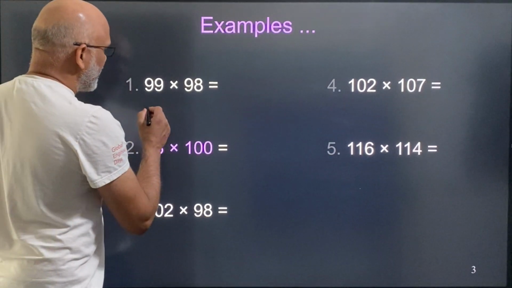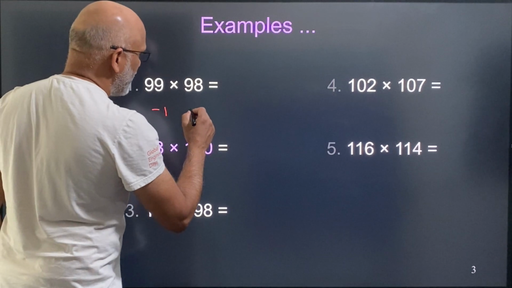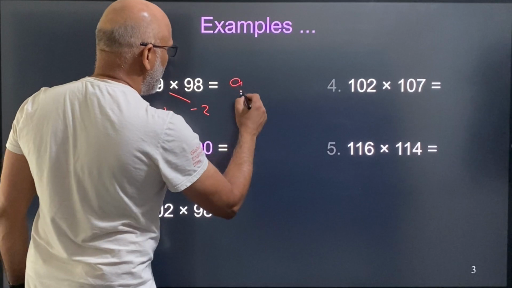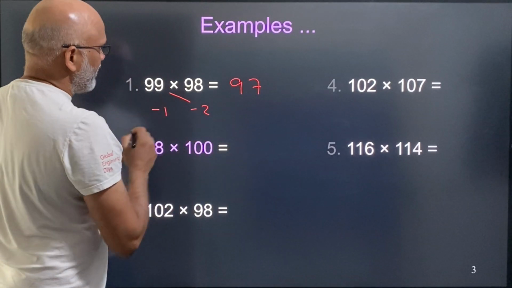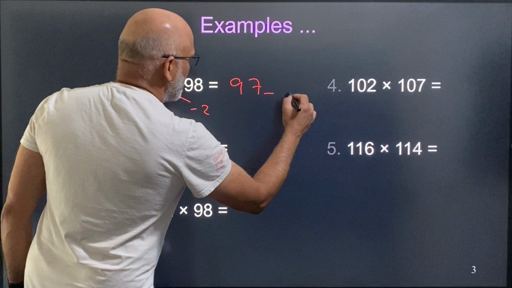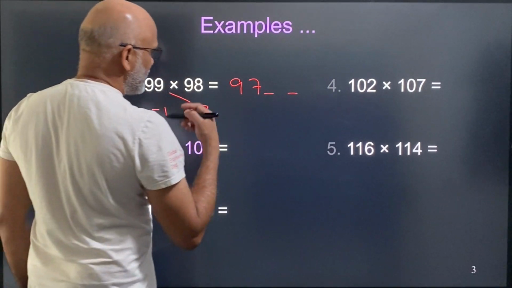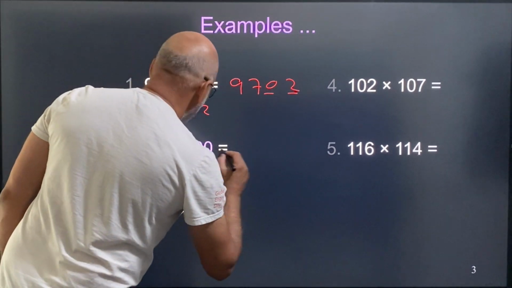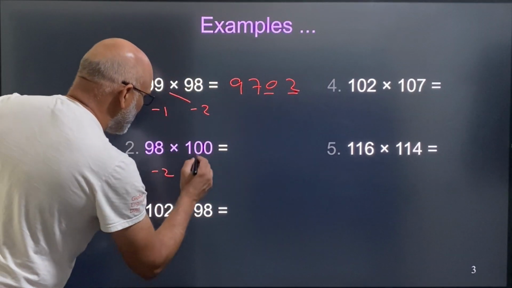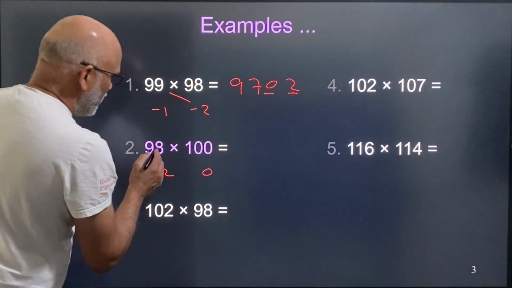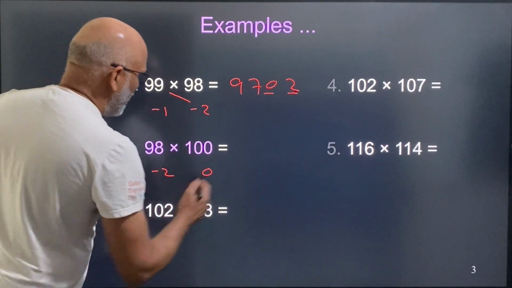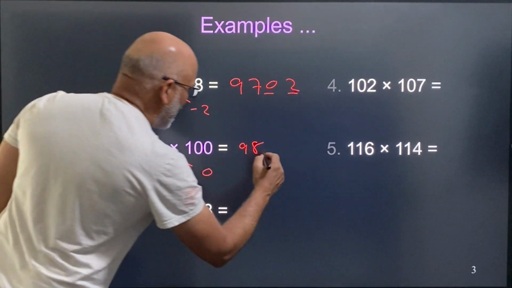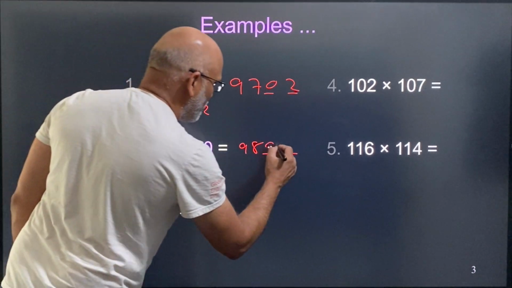So 99 is 100 minus 1, this is 100 minus 2, then I combine these two and get 97, and then I use two spots. 2 times 1 is 2, so that is 02. Alright, so here 100 minus 2, this is 100 minus 0. If I combine these two, it's going to be 98, and then 0 times this is 00.